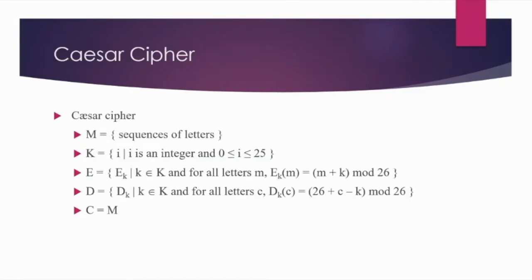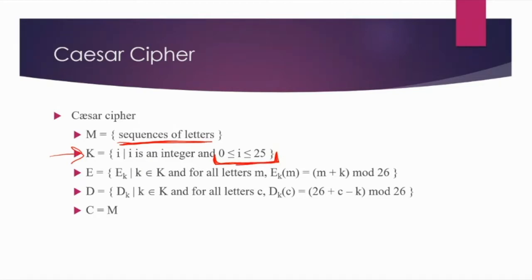If we look at the crypto system, what is M? It is a sequence of letters. What is K? Now here comes your point. K is a set of integers. Since we are talking about the English language, the key will be between 0 and 25, because the rotation is done in that manner.